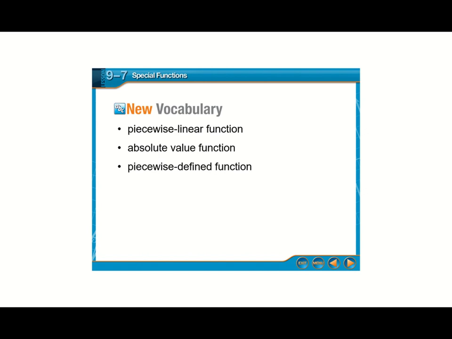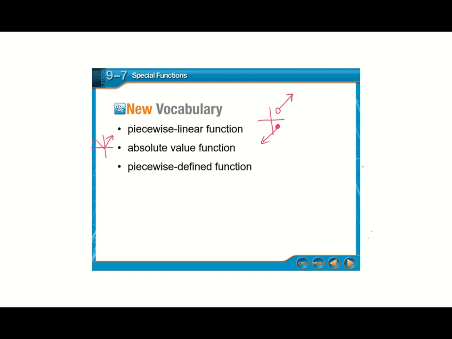Piecewise linear functions are literally pieces of lines, so it might look something like this. So this would be a piecewise linear. If you have a ray going one way and another one going the other direction, that would be a piecewise linear because they're pieces of lines.